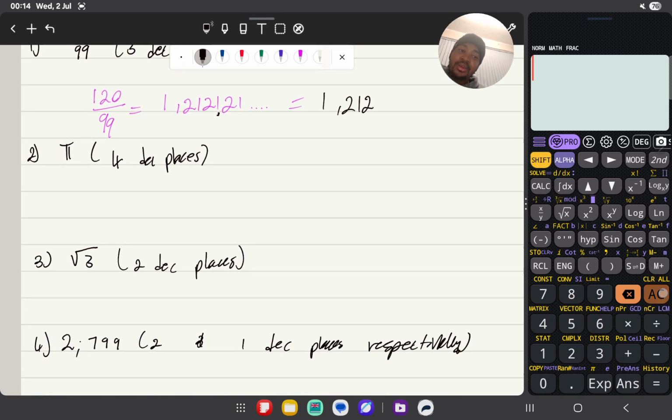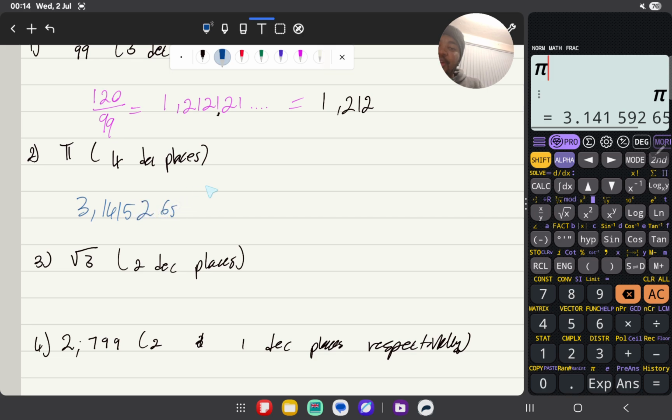We go for pi. Pi, oh my word, I almost wrote 3.14. So pi, it's 3.14, different color, 3.1415265, and so on, right? So if you're now rounding off to 4 decimal places, we go and look for the 5th number. So 1 2 3 4 5. This is the 5th number. The 5th number is below 5.